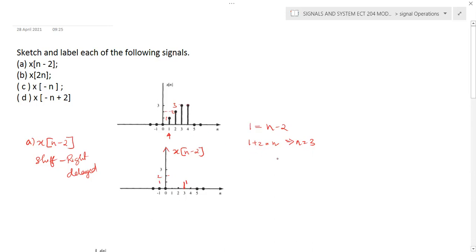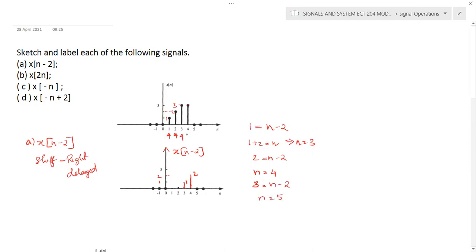Now we can check the second value, when index value 2 is changing to n minus 2. So you will get n equal to 4. At n equal to 2, the value is 2. So that 2 is transformed to 4, and here you can indicate 2. Now you can see index value 3. So that 3 is changing to n minus 2, so the new n becomes 5.